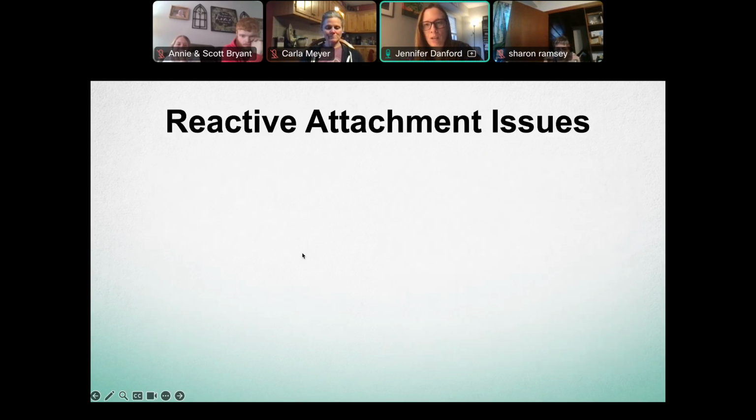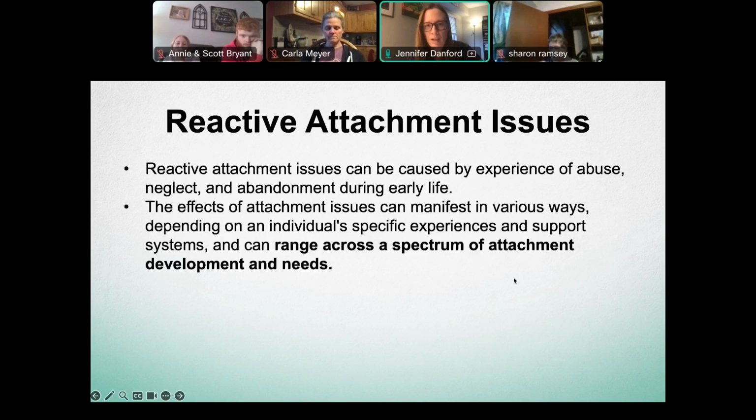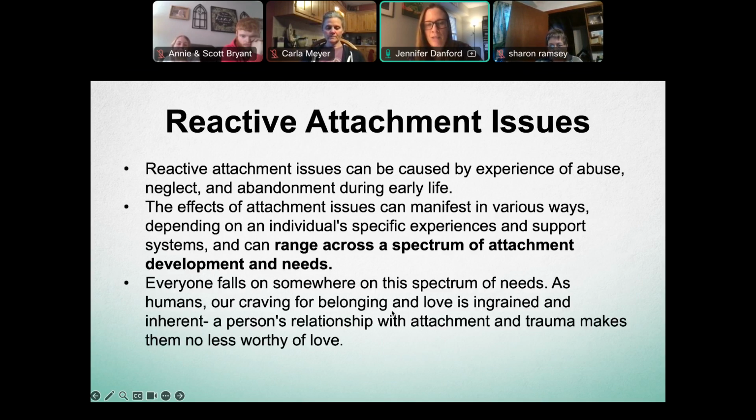So this is just a slide on reactive attachment issues before we get into the actual disorder. Reactive attachment issues can be caused by abuse, neglect, and abandonment early in life. Really what's important here is that a lot of this can range across the spectrum of attachment development and needs. A lot of these kids fall somewhere on this spectrum of needs.